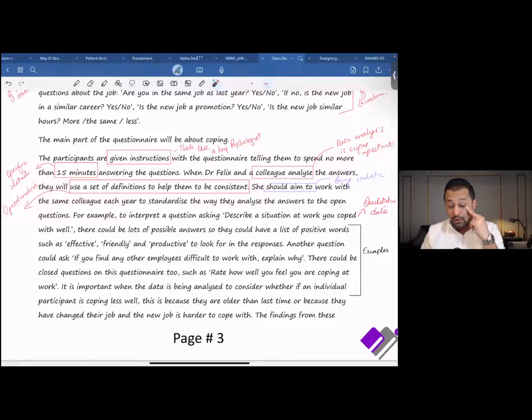For those who do not recall what inter-rater reliability is: when the same thing is being rated by at least two different people, and they both come up with the same conclusion, you could conclude that the findings are high in terms of inter-rater reliability. So when Dr. Felix and a colleague analyze the answers, they will use a set of definitions to help them be consistent. Set of definitions. Very good. This reminds me of how well operationalization has been used here. Operationalization of data, in other words, defining your data, right?